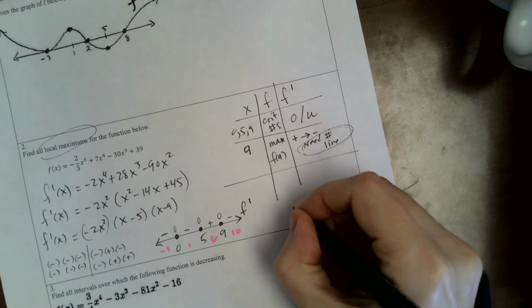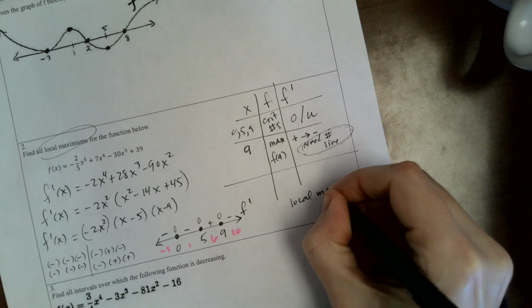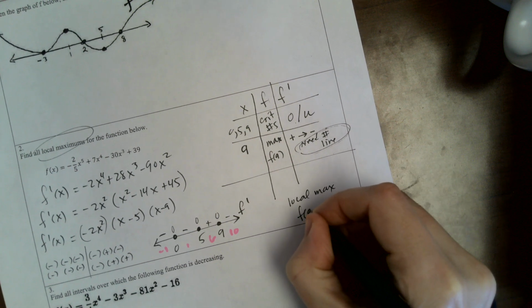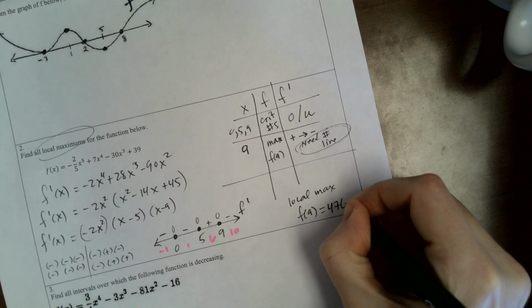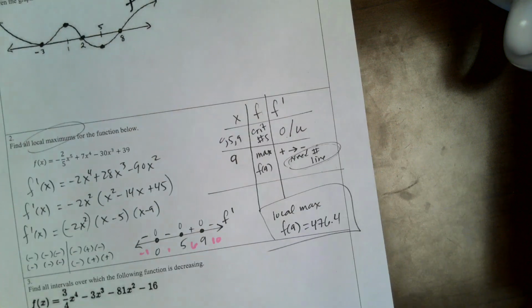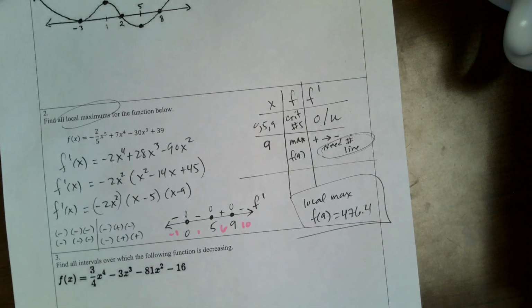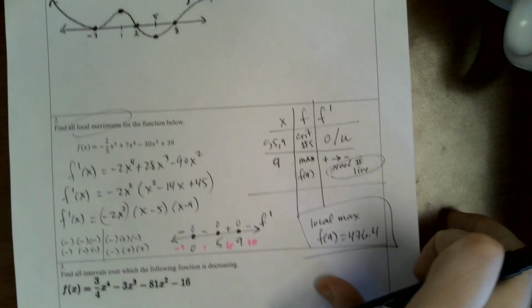All right, so the local max is f of 9 equals 476.4. Okay, so there we go.